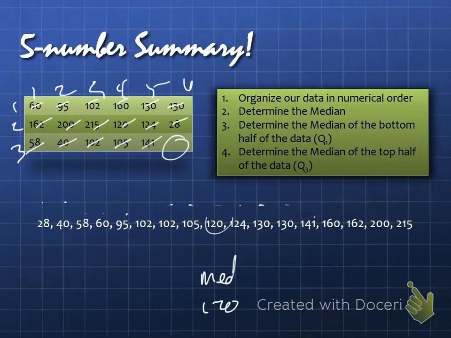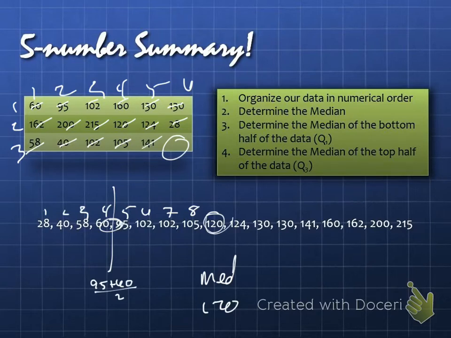Okay, now that we've found our median, we want to take the bottom half and find the median again. There's 8 data pieces. We don't want to include the median in this. And so halfway between would be right there, right? We got 4 data pieces on the left, 4 on the right, which means that our Q1 sits between 60 and 95. So we got to average those guys, right?